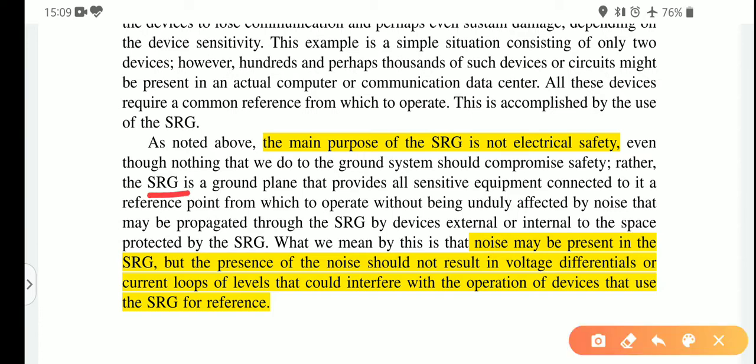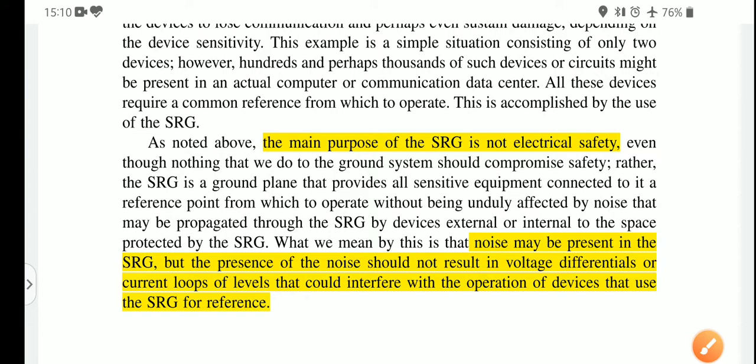The SRG is a ground plane that provides all the sensitive equipment connected to it a reference point from which to operate without being unduly affected by noise that may be propagated through the SRG-based device, external or internal to the space protected by the SRG. That means the noise may be present in the SRG, but the presence of the noise should not result in a voltage differential or current loops of a level that could interfere with the operation of the devices that use the SRG for reference.